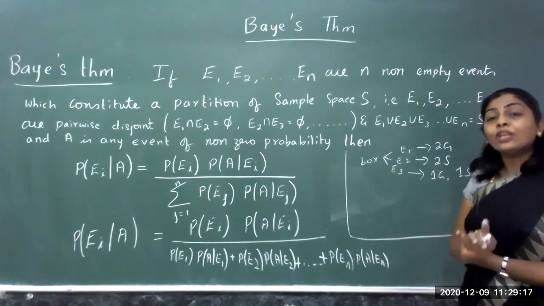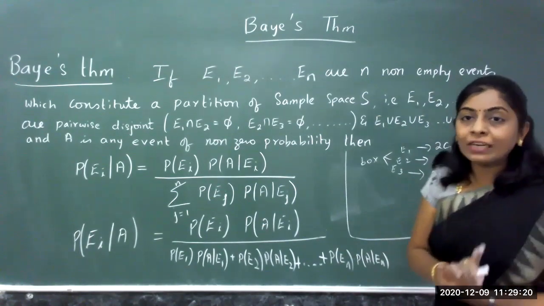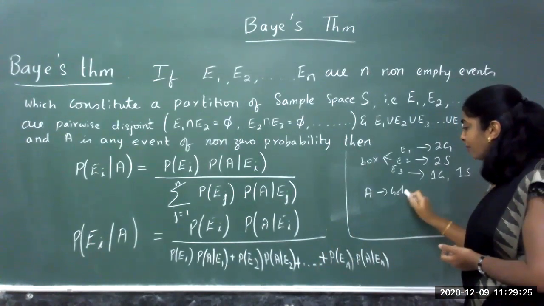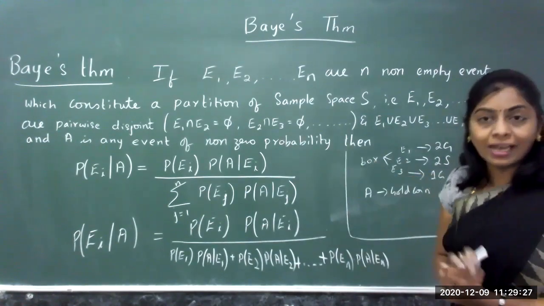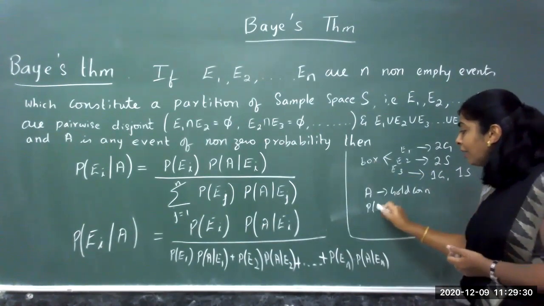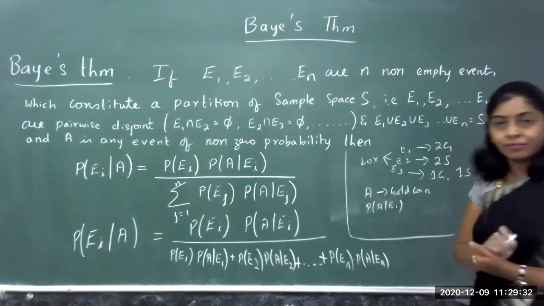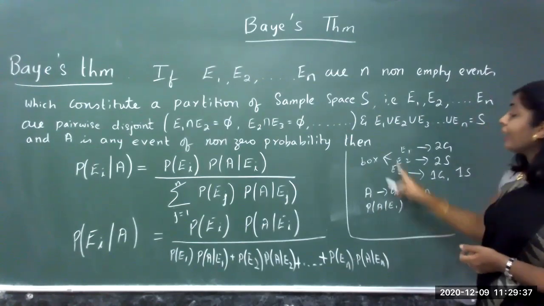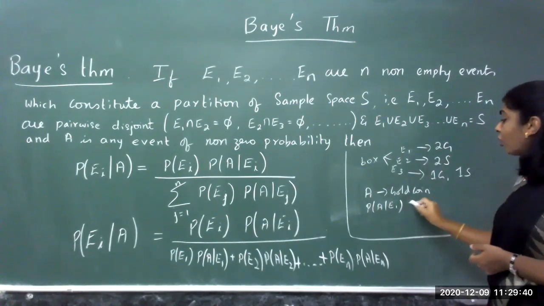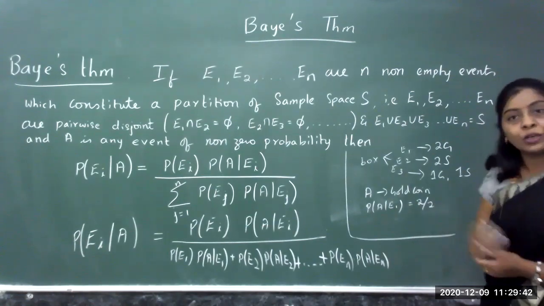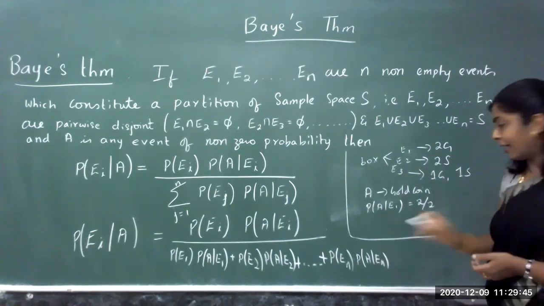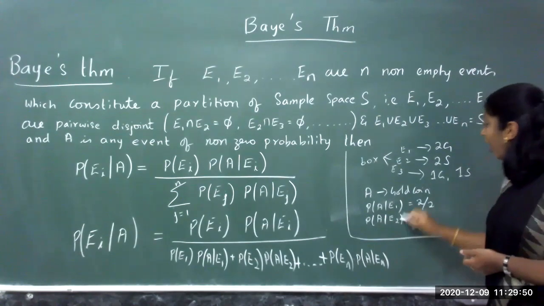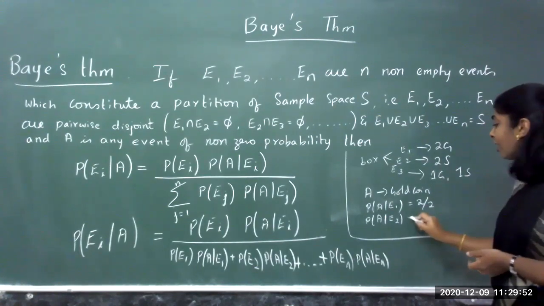Now, I know how to find conditional probability, which we learned in the previous class. Let A be getting a gold coin. What is the probability of A given E1, the first box? Probability of getting a gold coin when I take box E1: how many gold coins are there? Two coins, out of two. Then the probability of taking a gold coin from the second box: there are no gold coins at all.